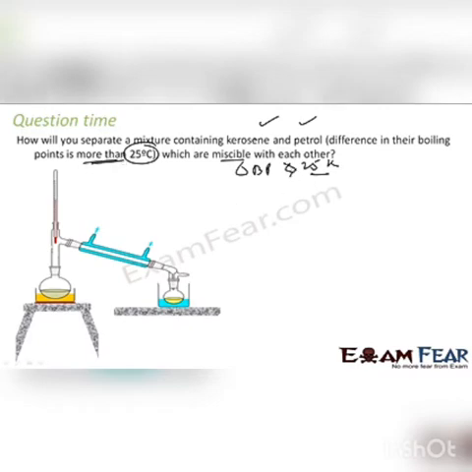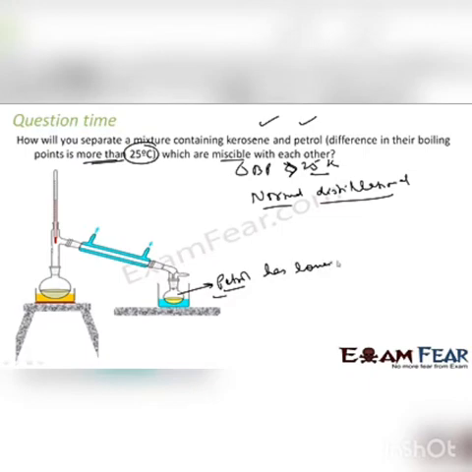So I can actually go for normal distillation. If that was less than 25 degrees Celsius, I would have gone for fractional distillation, but the difference is more than 25 degrees Celsius. I am going for normal distillation. Petrol has a lower boiling point, so petrol will come and collect in this condenser. Why? Petrol has lower BP. We have told that the one which has lower boiling point vaporizes easily, right?